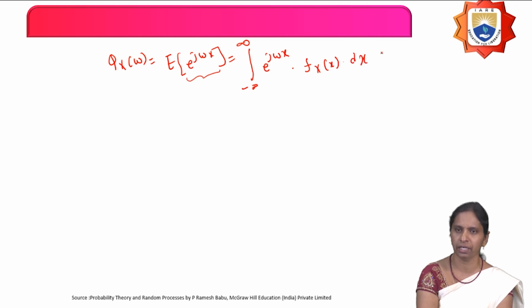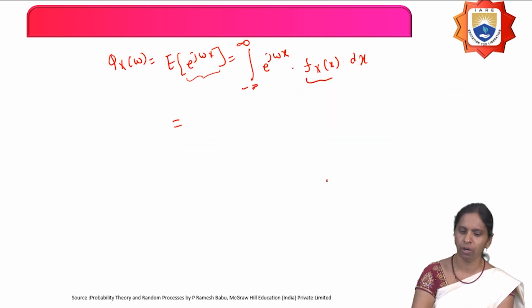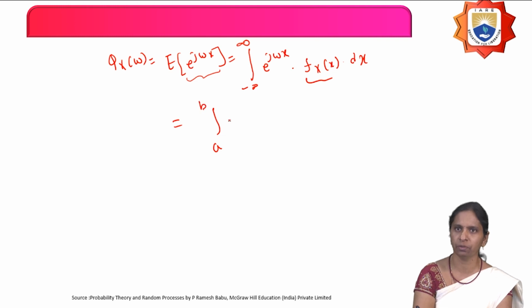of x into dx. Now, what is fx of x of that uniform random variable? It is 1 by b minus a when x is from a to b. Only in this interval it is 1 by b minus a, and outside this interval it is 0. Therefore, I can rewrite the limits as a to b. So the integral of e power j omega x into the density function of the uniform random variable in this interval, 1 by b minus a, into dx.